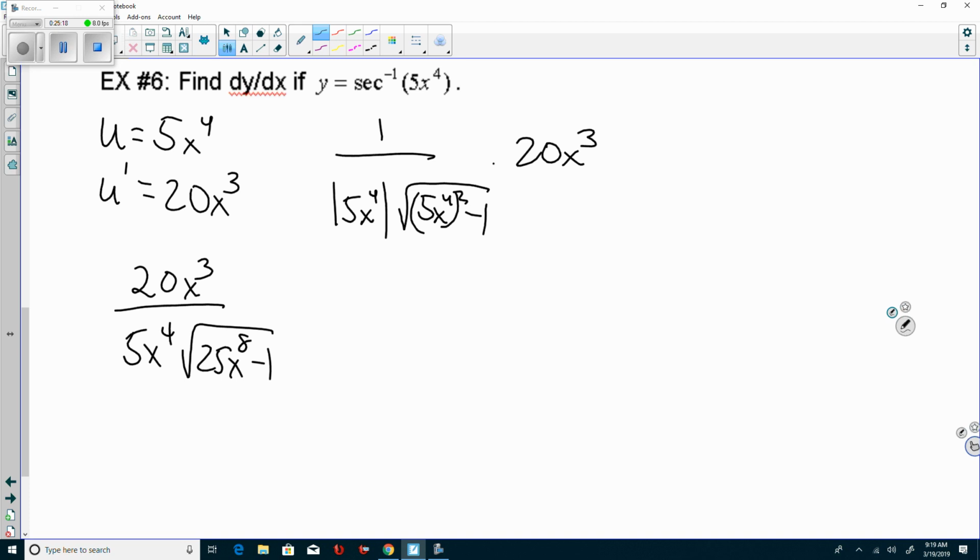Because that occurs, you can then simplify. The 20 will cancel with the 5, and the cube will cancel with the fourth. So I have 4 over x times the square root of 25x to the 8th minus 1. And that's your derivative of the secant inverse.